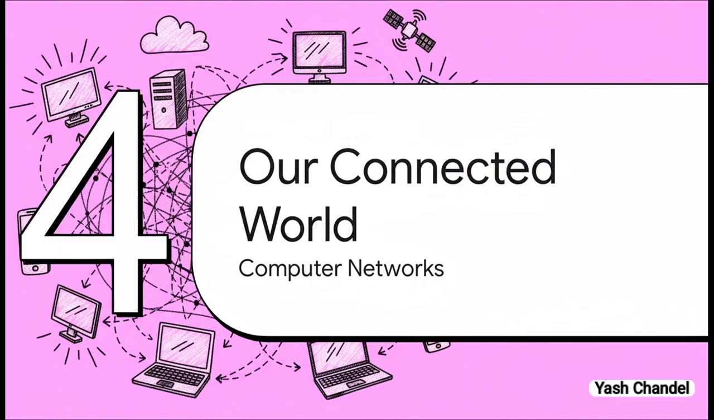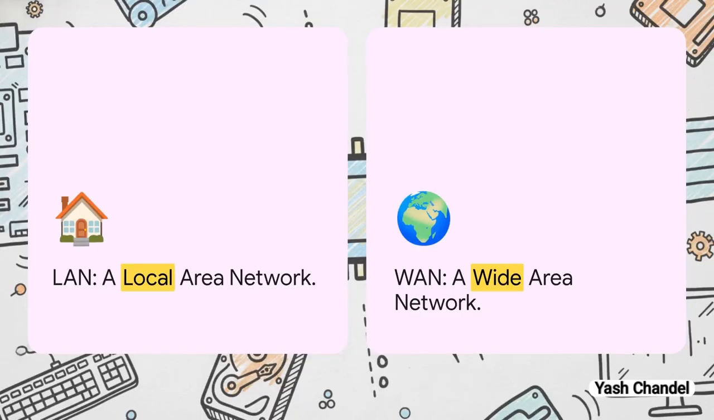But here's the thing about computers today. They almost never work alone. The real magic, the real power, happens when we start connecting them all together. That's when you create something way bigger and more powerful than any single machine. And those connections are called networks. You've definitely heard of these. A LAN, or local area network, is probably what you have in your house. It's your Wi-Fi network, connecting your laptop, your phone, maybe your smart TV, all in one small area.